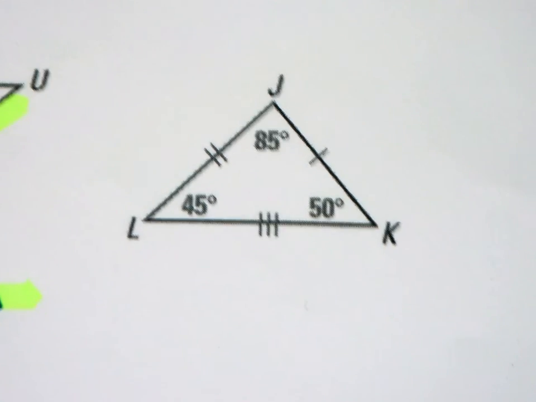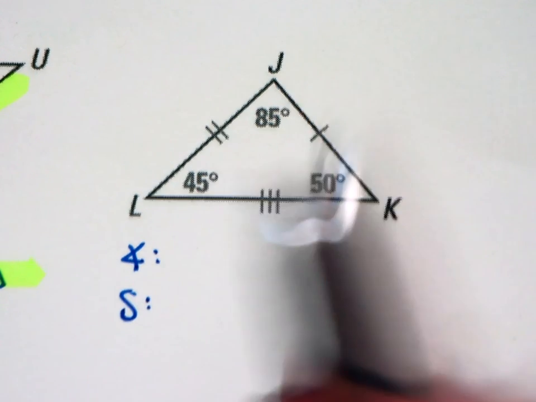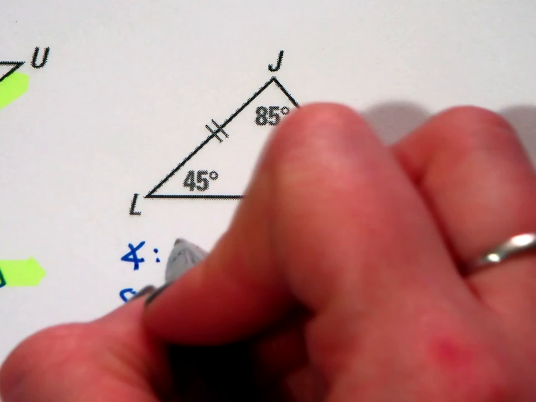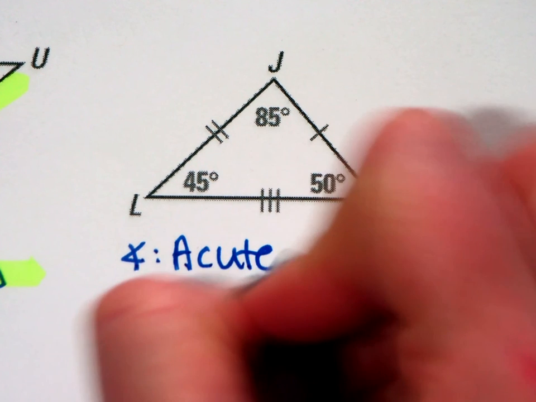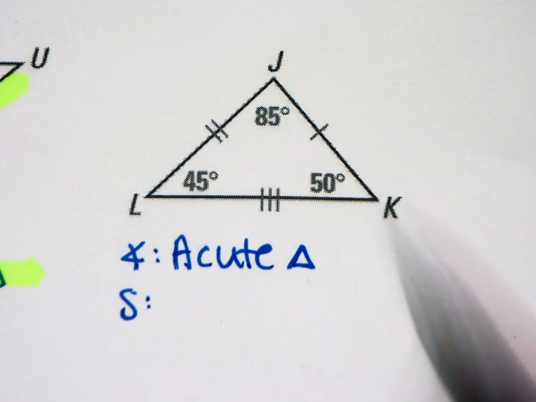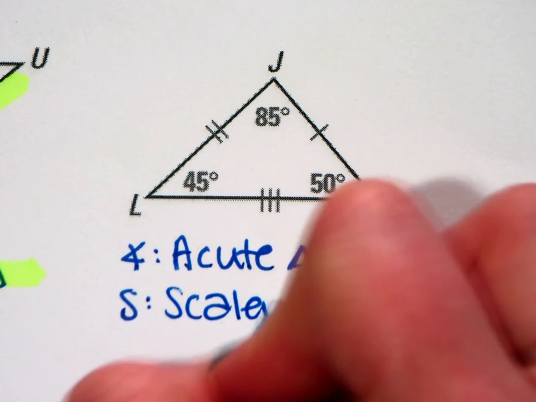And the last example, by angles and by sides. I have an angle of 45, 50, and 85. Those are all less than 90, so this would be classified as an acute triangle. Then I have 1 bar, 2 bars, and 3 bars. All of those bars are different, so this would be a scalene triangle.